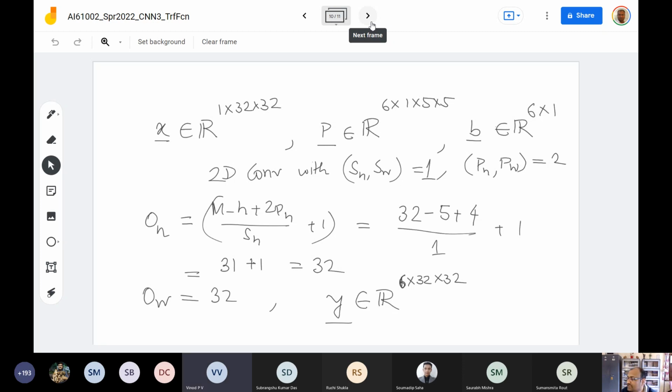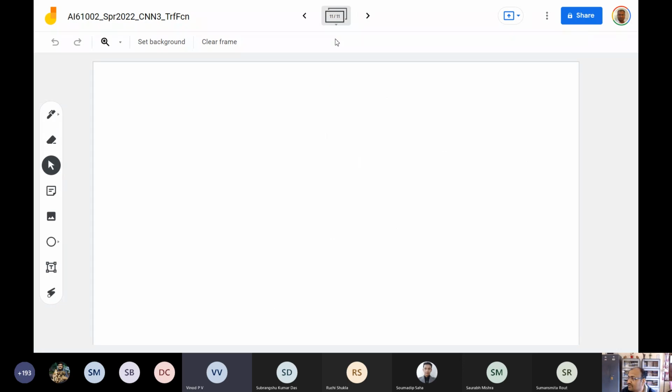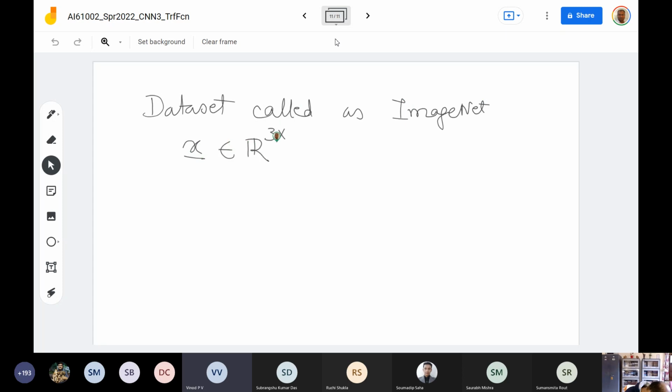So I'll tell you something interesting. Say there is a particular data set called ImageNet. In ImageNet, the images X belong to the dimension of 3 cross 227 cross 227. There are two variants. One is 224 cross 224, another is 227 cross 227. We are going to look into the 227 cross 227.